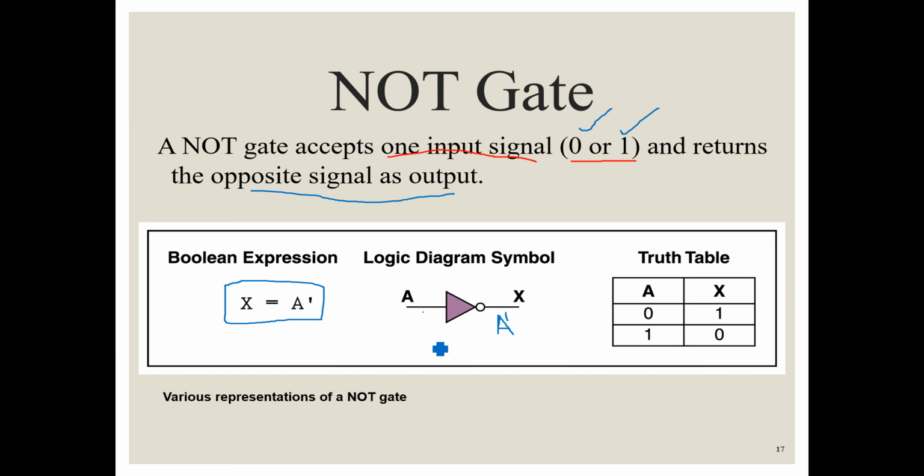This is the symbol of a NOT gate. The NOT gate symbol is this one, where you have a triangle, and at the peak of this triangle, you have a bubble. So this is the symbol of a NOT gate, and this is the functionality of a NOT gate.